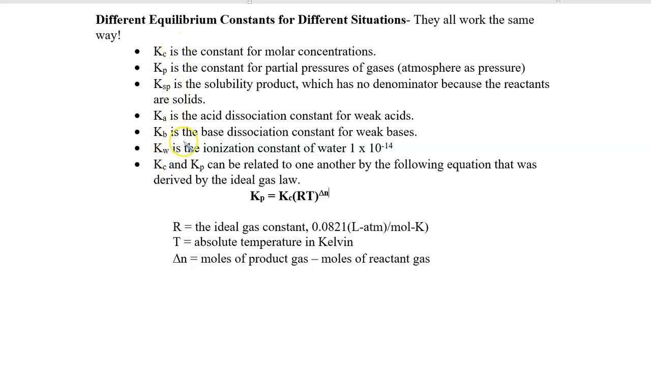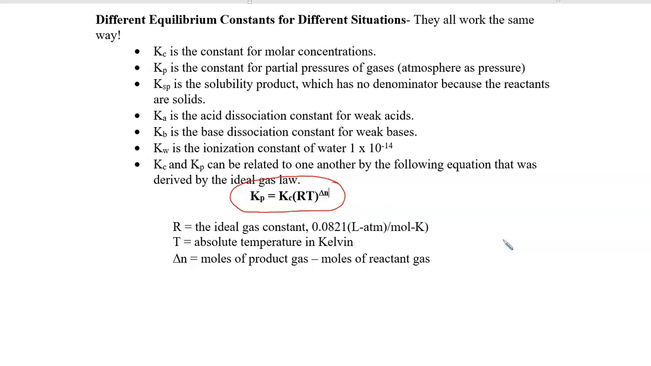But the good thing about these, they all work the same way, so we don't have to get worried about them. What we're going to worry about right now is this formula here. If I know Kp and I want to solve for Kc and I didn't have molarities and didn't want to convert them all, I could use this formula. And the other way around too.